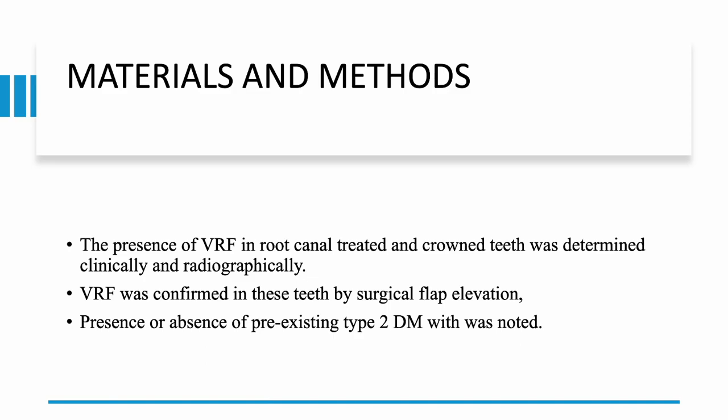The presence of vertical root fracture in root canal treated and crowned teeth was determined from clinical signs such as the presence of a sinus tract, deep narrow periodontal pocket, symptoms like pain on percussion and palpation, and also radiographically as a J-shaped or halo radiolucency. Also, vertical root fracture was confirmed in these teeth by surgical flap elevation.